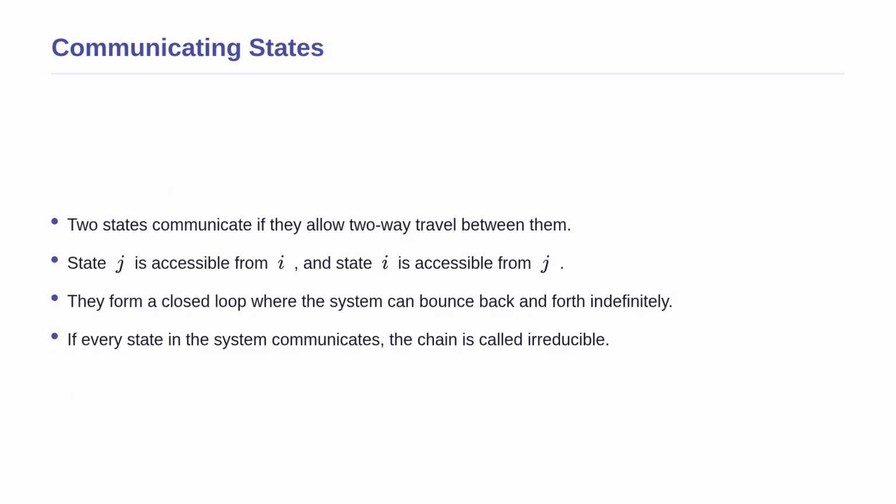Building on the idea of accessibility, what happens if the travel goes both ways? Returning to our city driving analogy, if you can drive to the store and also find a valid route back home, those two locations are deeply connected. In a Markov chain, when two states are mutually accessible from each other, we say they are communicating. This means the system can bounce back and forth between them indefinitely, forming a closed loop of travel. If every single state in the entire system communicates with every other state, we call the chain irreducible, meaning it cannot be broken down into smaller, isolated pieces.